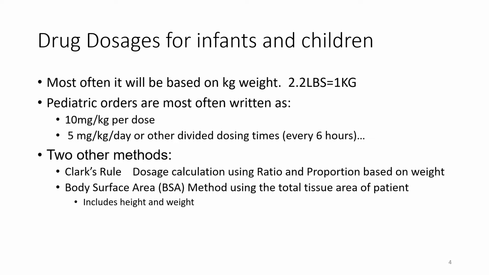Now, other times, if it's a medication that they get often, or for instance, antibiotics or something like that, where they're getting them every 6 hours or twice a day, you're going to see them written as 5 milligrams per kilogram per day. So you're going to solve that mathematical equation just the same as the 10 milligram per kilogram per dose. Just know how to convert that pounds to kilograms both ways. And then oftentimes this is how you're going to see those orders written. Your order is not going to just say give 10 milligrams every 6 hours. You're going to see it written 10 milligrams per kilogram per dose.